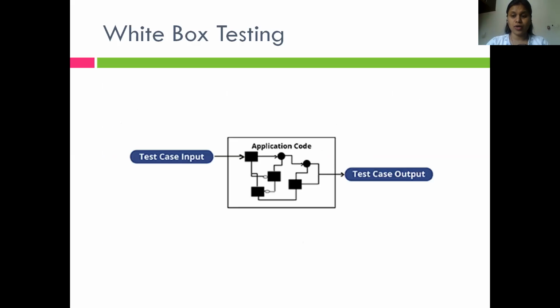This is white box testing, as you can see on the screen. Test case input is given. Then there are multiple squares and circles inside the white box. Inside the white box, consider there is an application code. Consider all the black boxes to be the functions, multiple functions or loops, and all the arrows shown are the branches that we are going to check. So all the multiple loops and all the multiple functions are checked inside the application code, and whatever test case output we are getting, we check it along with the input, whether the output is correct or not, and whether those particular loops or branches are working correctly or not.